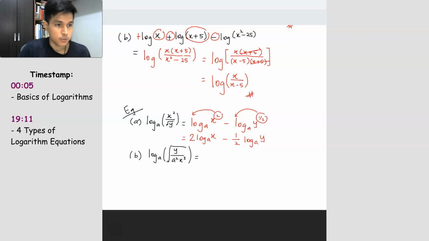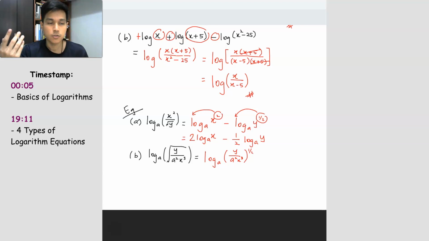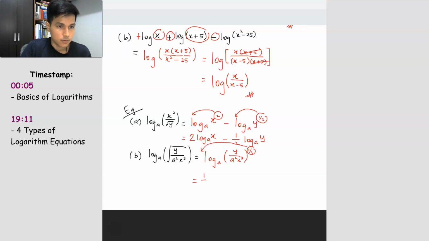So let's see this one. It looks very challenging, right? So what we can do is make it simpler first. Because you got square root on the top and the bottom, we can change the whole expression to y over a square x cube, power 1 over 2. Okay, I remove the square root first. So now the 1 over 2 I can bring to the front. So it becomes 1 over 2.